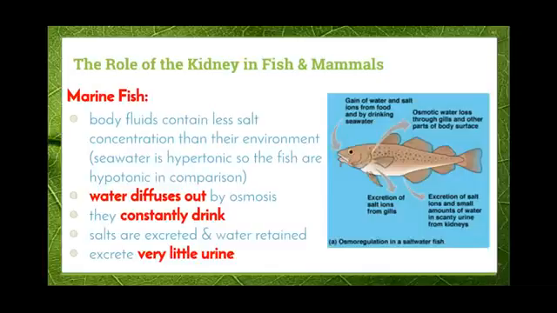So the salt has to be excreted, obviously, and they need to try to retain as much of that water as possible. Salt is excreted across the gills as well as in their urine. However, the water is retained as much as possible. So the urine that they produce is quite concentrated because it has very little water but very high levels of salt.